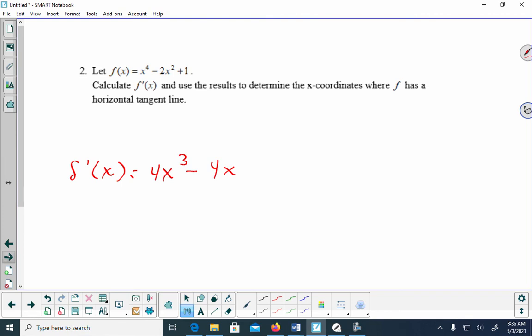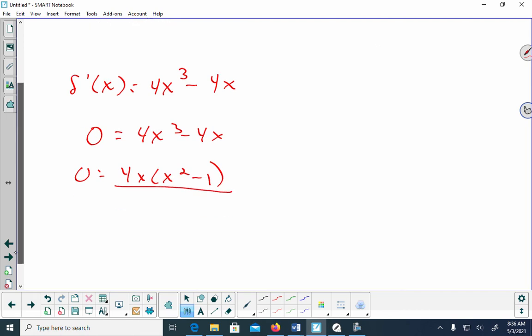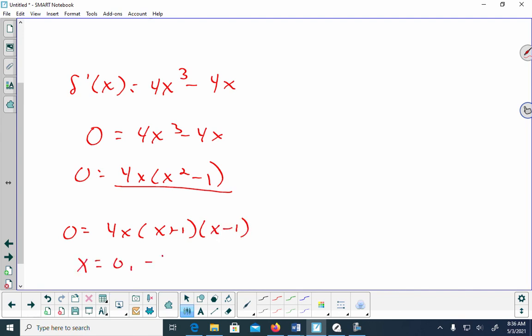Now it wants me to find the x-coordinates where f has a horizontal tangent line. In other words, I want the slope to be equal to 0. So I'm going to set this equal to 0. And I am probably going to factor out a 4x and make this x squared minus 1. And then I am going to have 0 equals 4x times x plus 1 times x minus 1. So x is going to equal 0, negative 1, and 1.